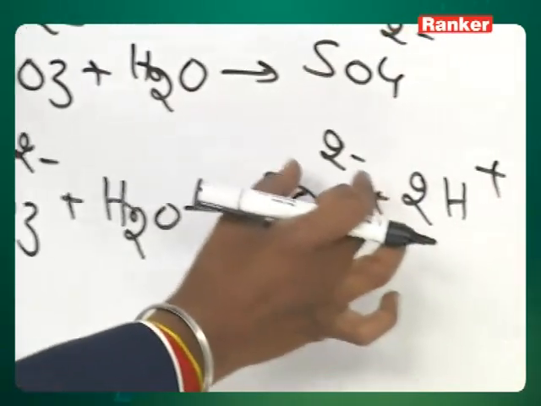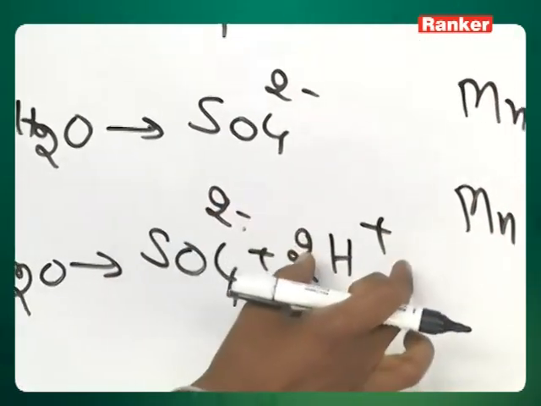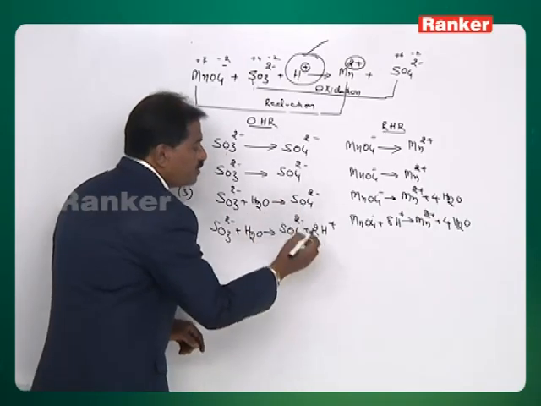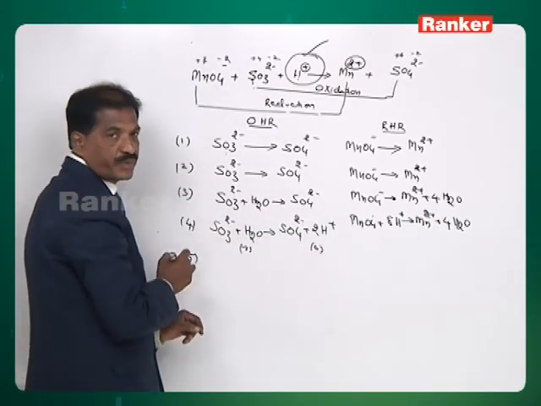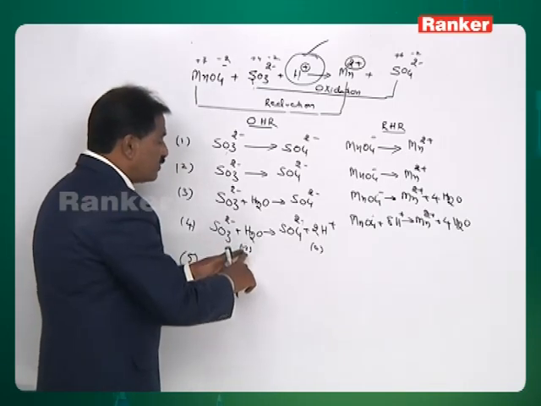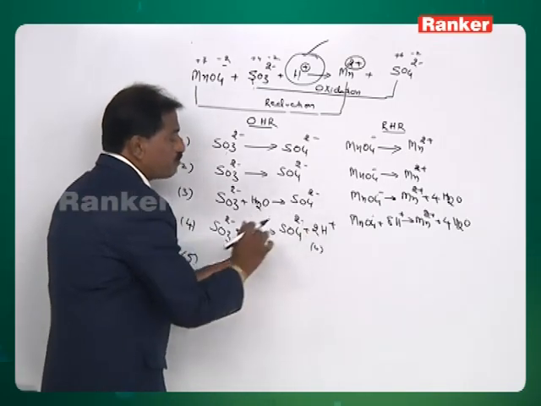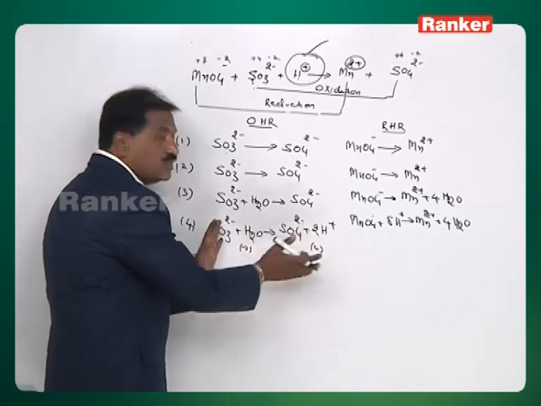Here, what is the total charge? Here there are 2 units of negative charge and 2 units of positive charge. Therefore the net charge here is 0. Here the net charge is 2 units, that means 2 units of negative charge, while here 0 charge is present. Now we have to balance the charge.